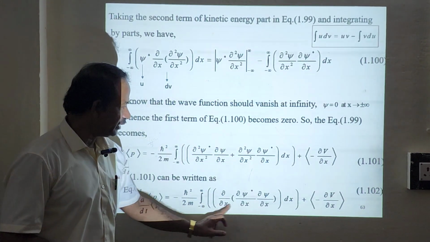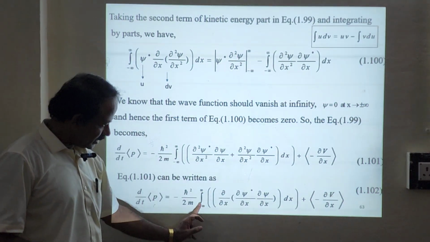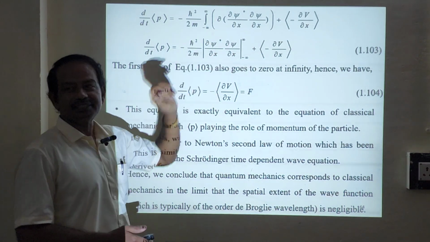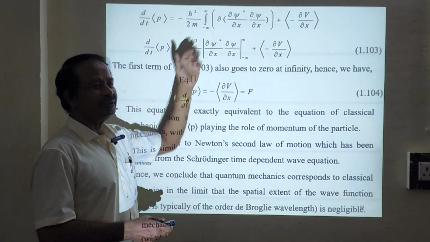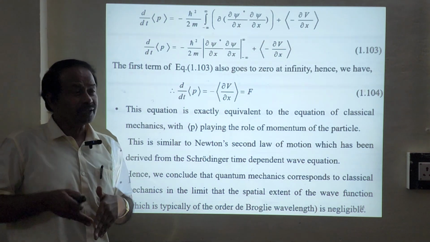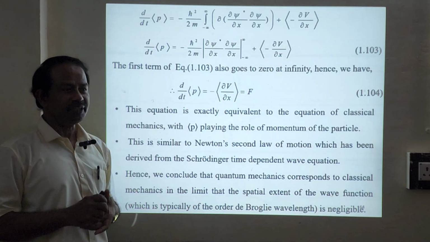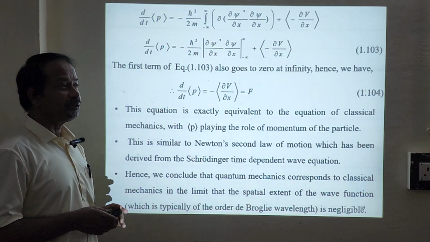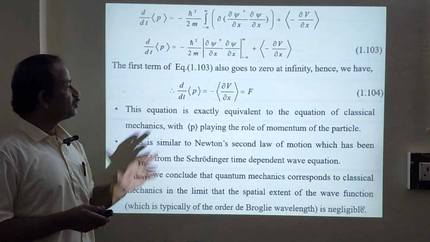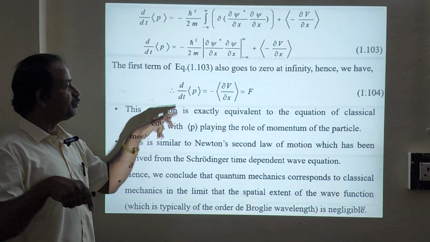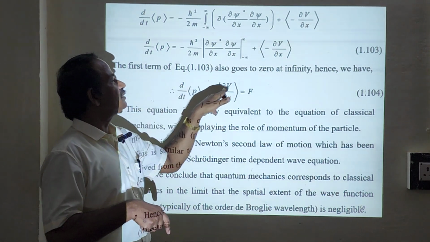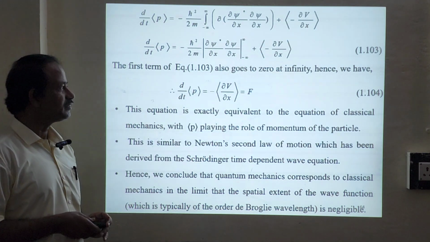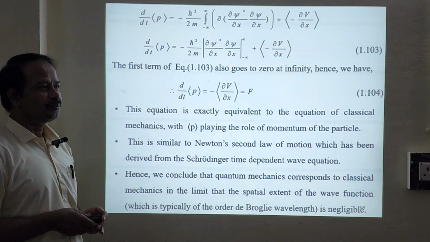See here, dx and dx will go off. This integration and differentiation will get cancelled, so straight away you can substitute the limits. Of course, we know that at the limits minus infinity to plus infinity, not only the wave function but also its derivative will be 0. So this term will become 0. On the left-hand side you have dp by dt from the beginning. So the expectation value of dp by dt will give you minus dV by dx, which is nothing but your force F. So this is the equation of motion.